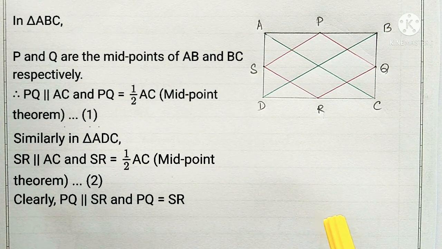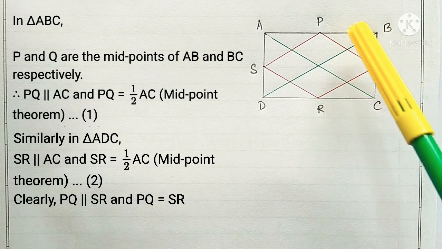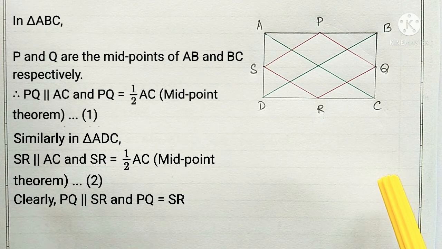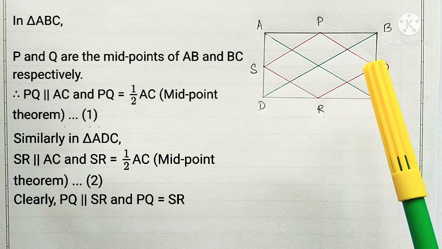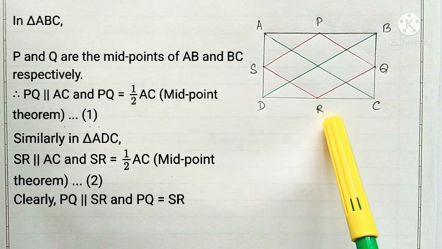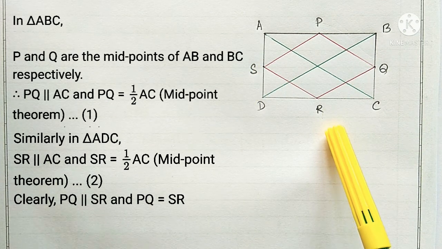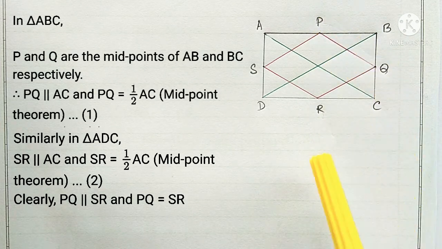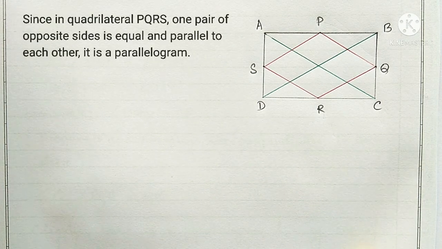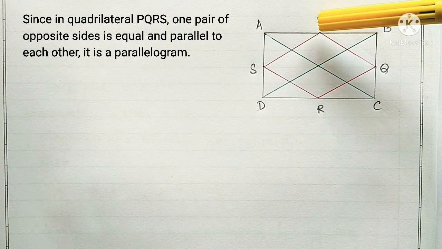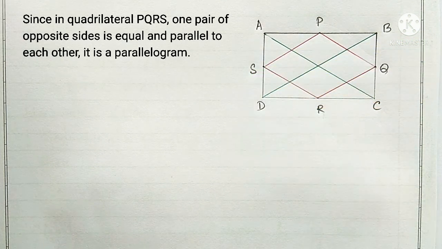Understood? Now one more property we know. Since PQRS is a quadrilateral, and in this quadrilateral we proved the opposite sides, PQ and SR, are equal and parallel. If in a quadrilateral the opposite sides are equal and parallel, then what we can say? Then obviously it is a parallelogram. So that's why here easily we can say PQRS is a parallelogram.